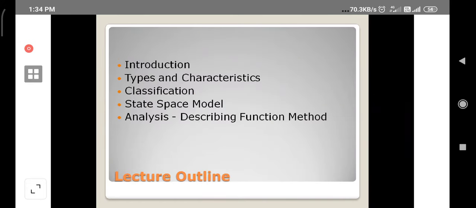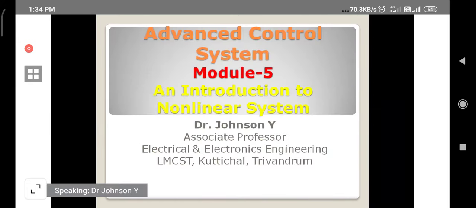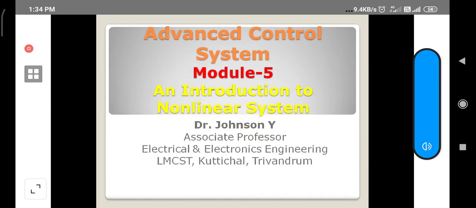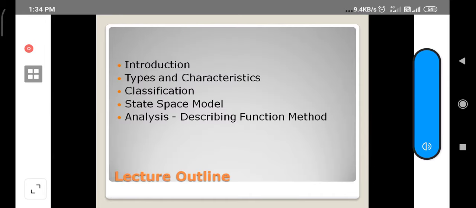Okay, sorry. Now we can start. My lecture outline consists of the introduction, types and characteristics, classification, the state space model, and the analysis of the nonlinear control system, in which I describe a little bit about the describing function method.